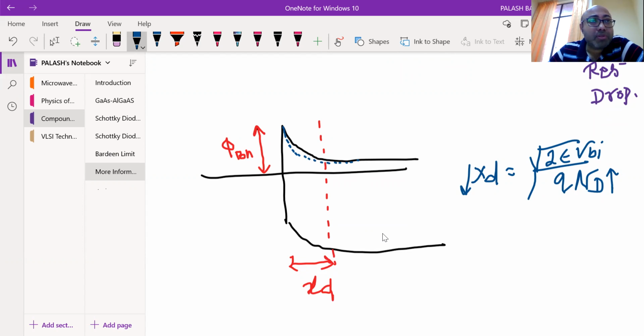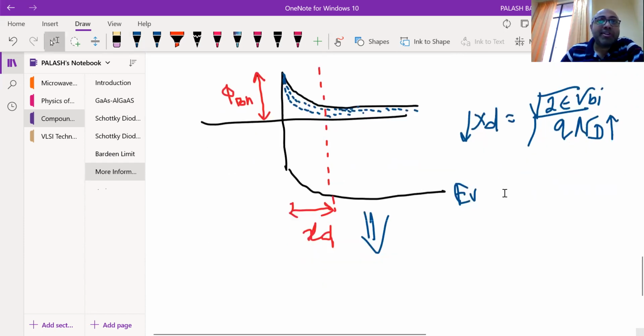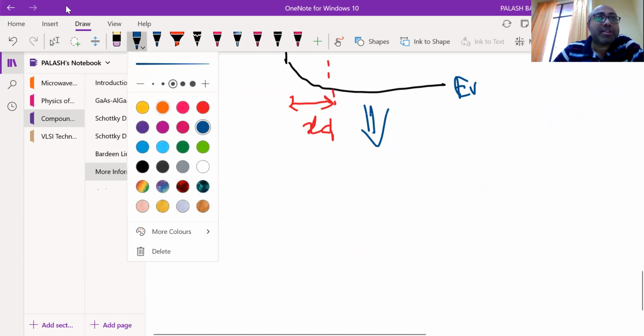Accordingly, this will happen. If you increase your doping concentration, you are creating more and more carriers across your junction. So your Fermi level would be more close to the band, correct? Similarly, if you increase more doping, what will happen? I am not drawing E_V, you can draw it. So if you increase the doping concentration, let me draw the modified diagram.